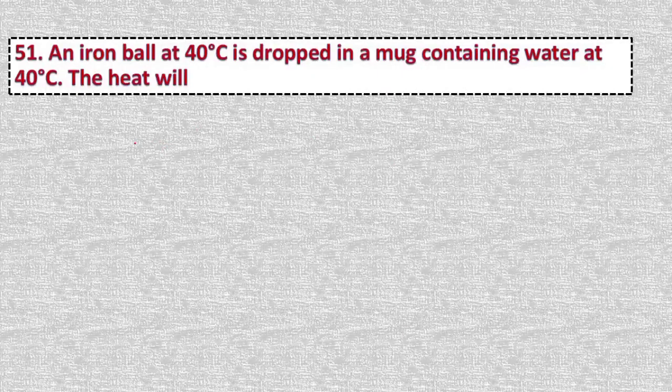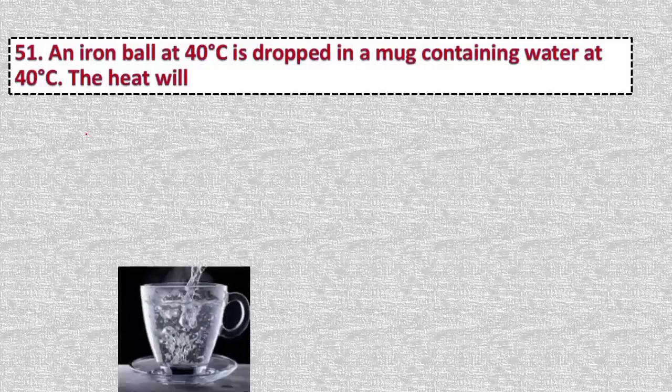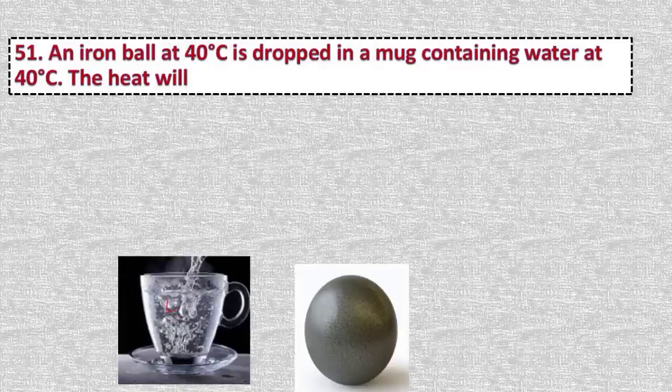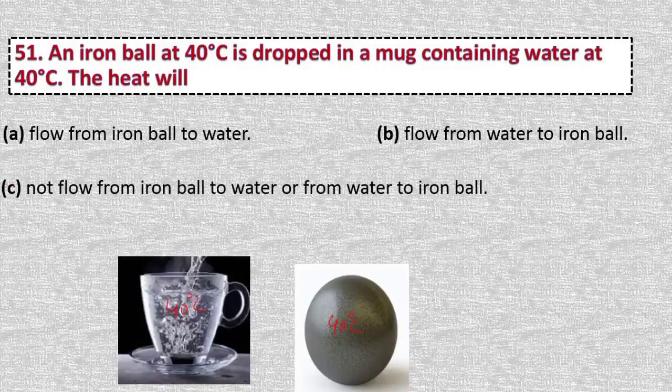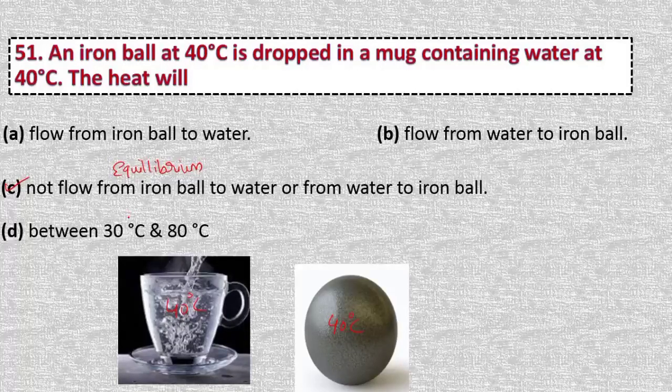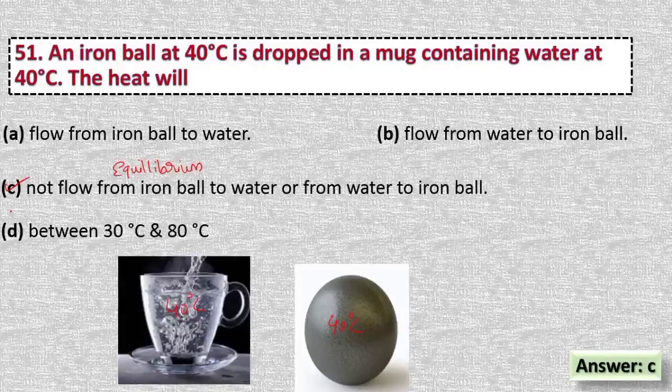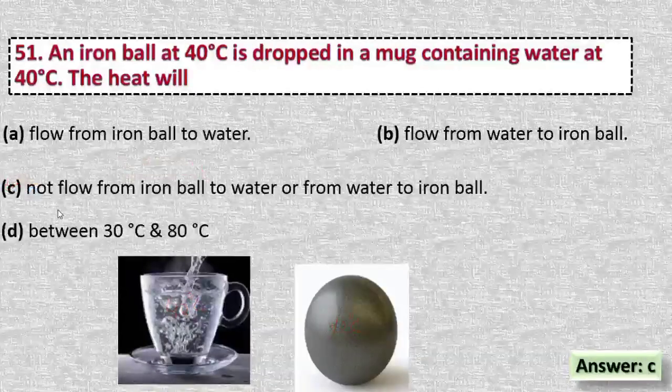An iron ball at 40 degrees centigrade is dropped in a mug containing water at 40 degrees centigrade. As both of them are at 40 degrees centigrade, both have equal temperature, so the heat will not flow on either side. The correct answer is the heat will not flow from iron ball to water or from water to iron ball, because both of them are in thermal equilibrium. The correct answer is option C for this question. Let's move to the next question.